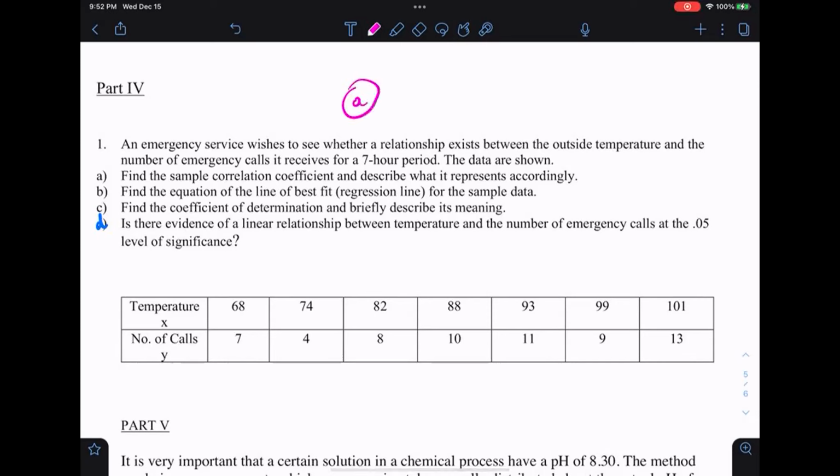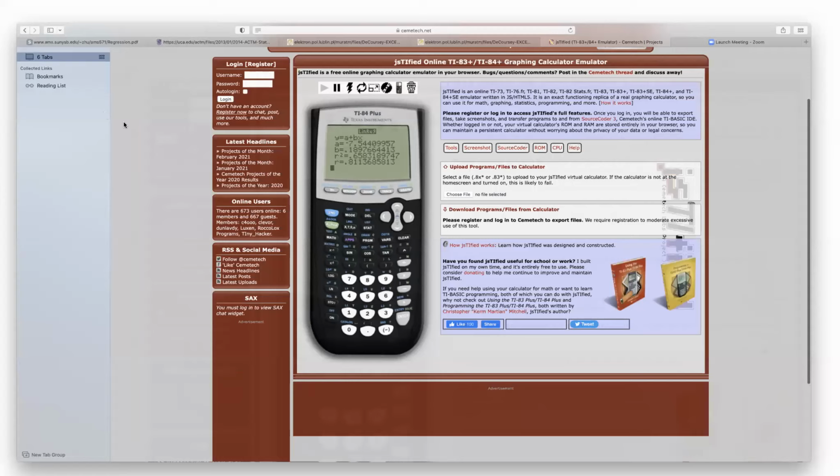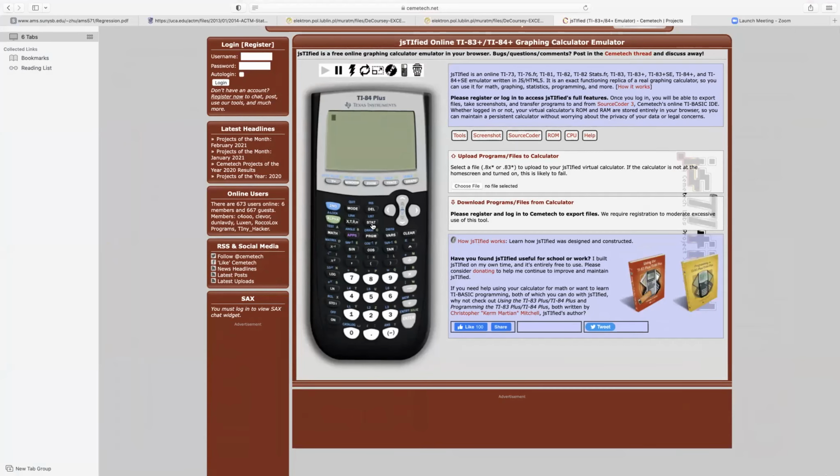So the first question is asking you for the correlation coefficient. The second question, part B, is asking you for the line of best fit or the regression line. And then part C is asking you for the coefficient of determination, right? So let's do those three really fast. Let's put this data in here. I already have the data from the question in the calculator: 68, 74, the temperature and the number of calls.